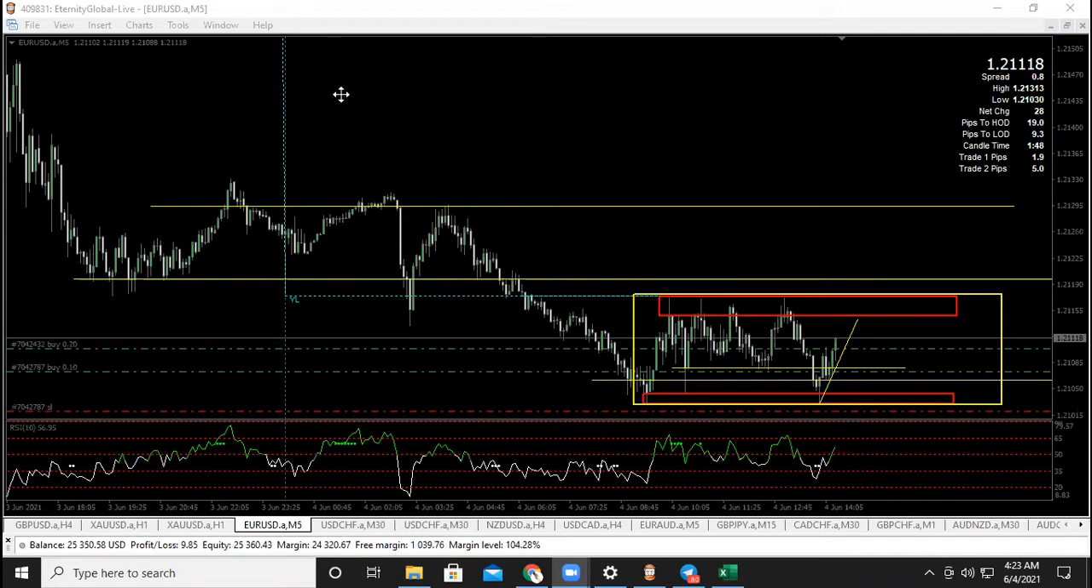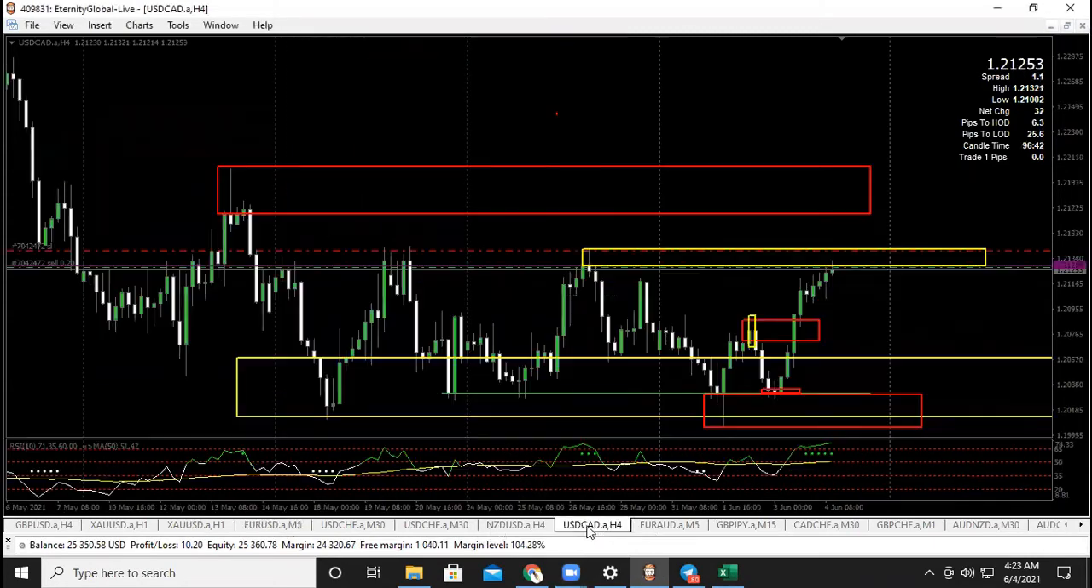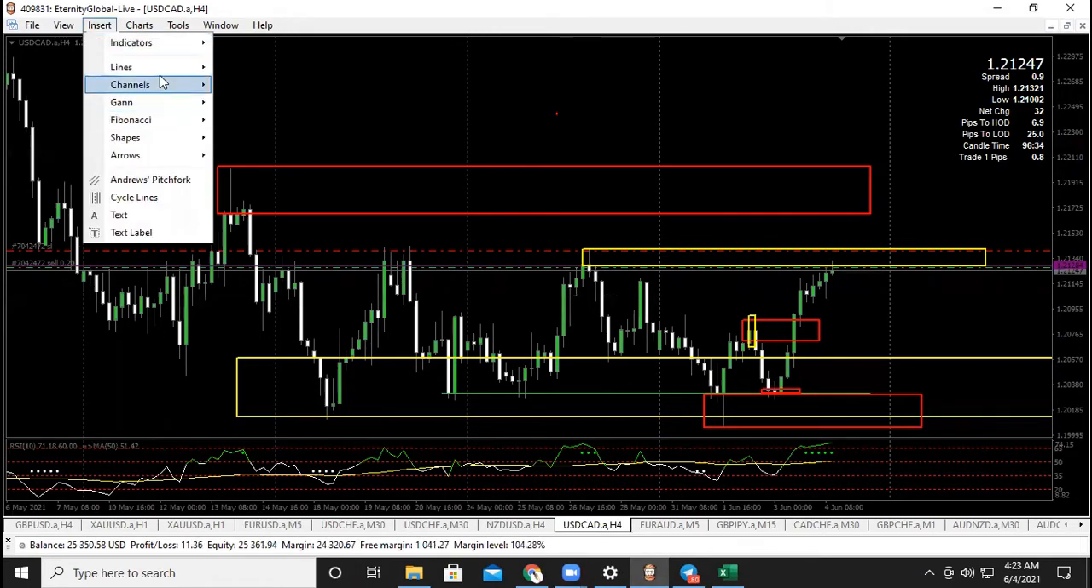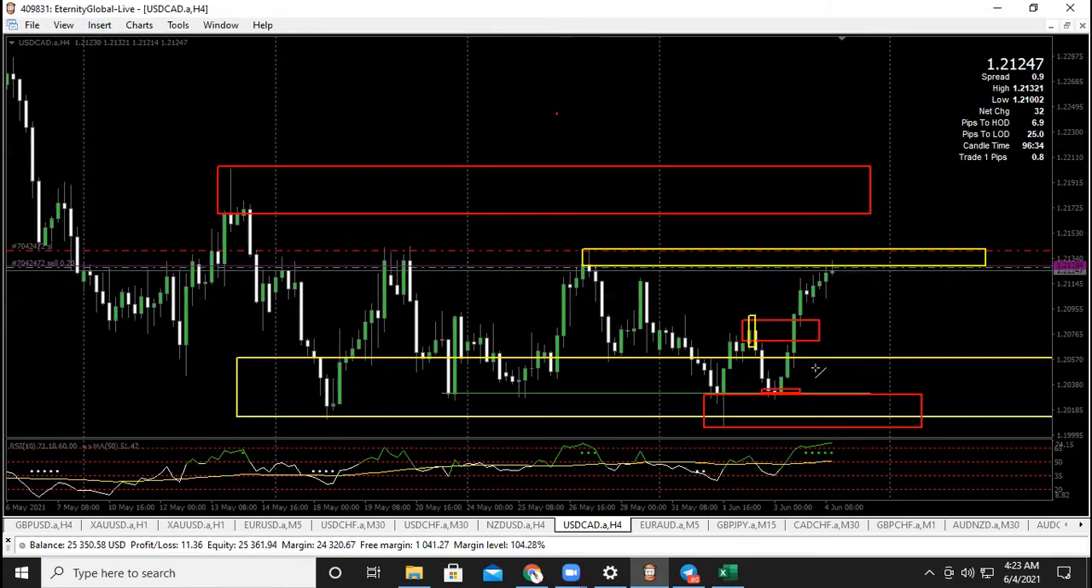All right, so that's the analysis done here for the EUR/USD. Let's go look at USD/CAD. I also have a position in over here. Based on the analysis that we did earlier in the week, as you see, we were able to achieve our TP on our buy from here to here.